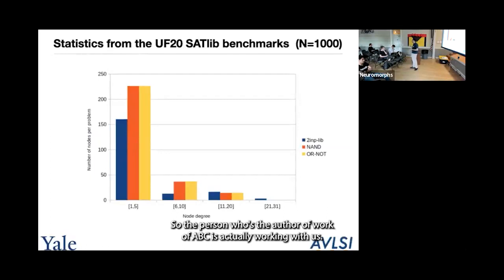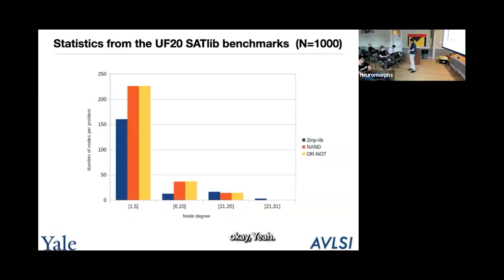The author of ABC is actually working with us. So he was like, oh yeah, do this. And so we changed the synthesis script, and these numbers now look more like this, which is nice. Why does it matter? Because I have to support this many weights per spin. That's straight area. Okay. Yeah.